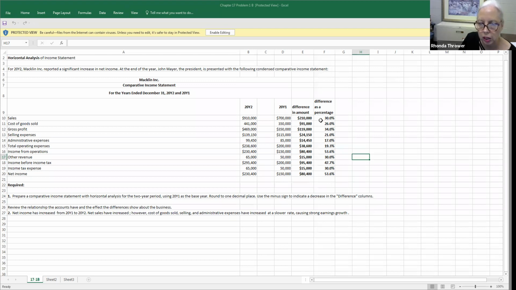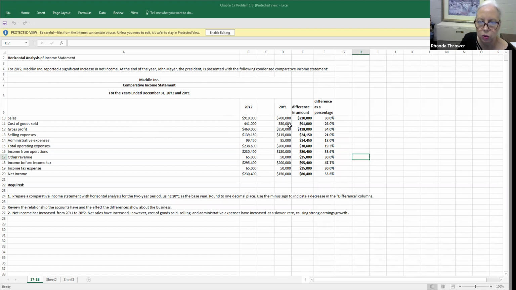To find the percentage, what we will do is take the difference in the amount and divide it by the earlier year's figures that you are looking at for a particular problem. The earlier figures are what I refer to as the base year. So we're going to take 210,000 and divide it by 700,000, and that will give you a percentage difference of 30%. We're going to do that for each one of these items that are on the income statement.